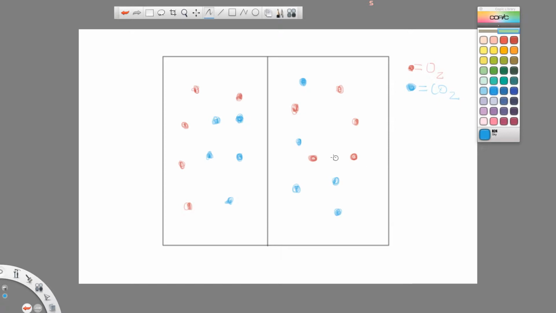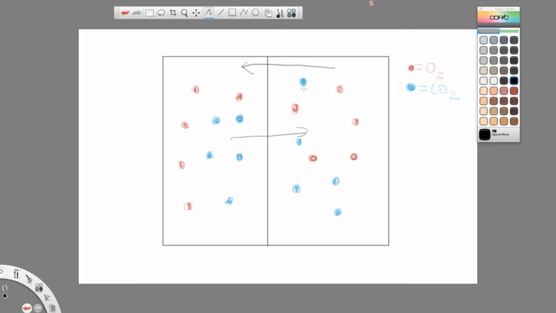And now you can see we have 1, 2, 3, 4, 5 oxygen, 1, 2, 3, 4, 5 oxygen on each side, and the same is true of carbon dioxide. So the gases have diffused across the membrane in different directions, both this way and this way, such that both gases have independently reached their own equilibrium, and the total amount of gas is the same on each side as well.